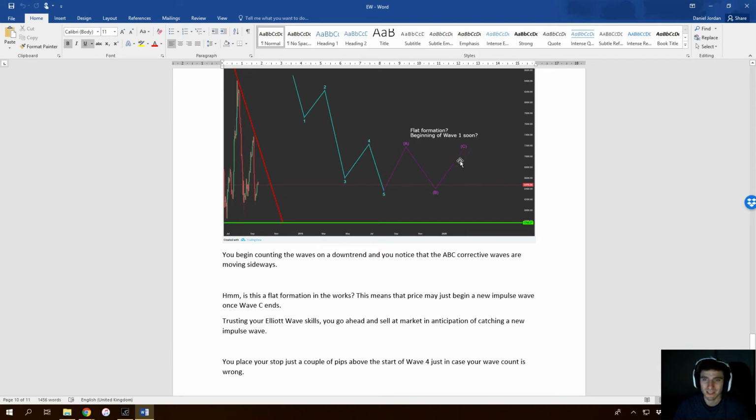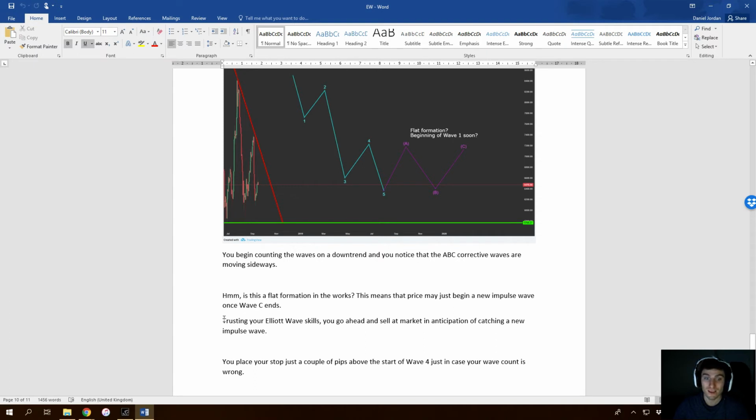Okay, so we're imagining we're about here. It looks like wave C is coming to the end after a flat formation. So is this a flat formation in the works? This means that the price may just be beginning a new impulse once wave C ends. So we might be seeing our wave C here, and then our impulse wave number 1 of the continuation of this pattern, where we would then see our wave 1, 2, 3, 4, 5.